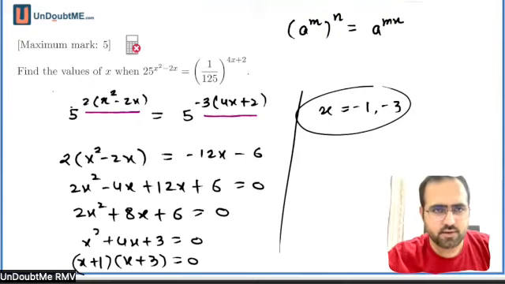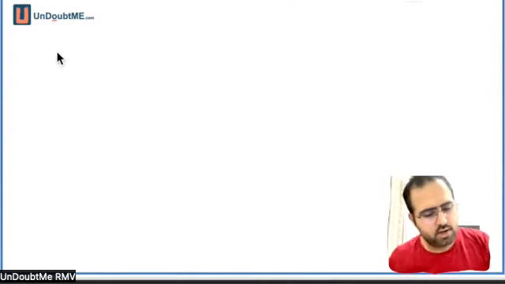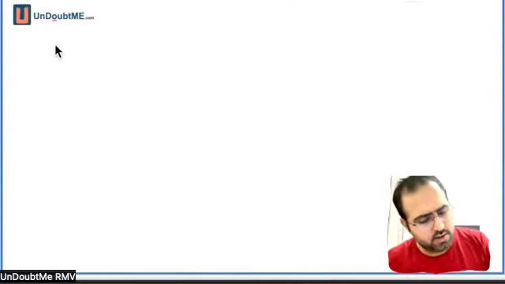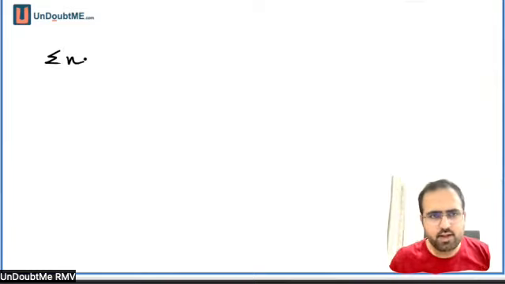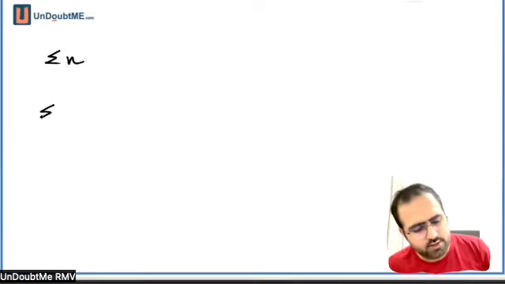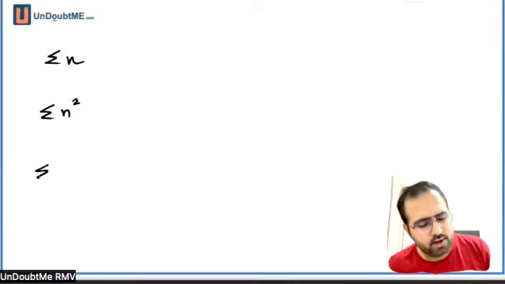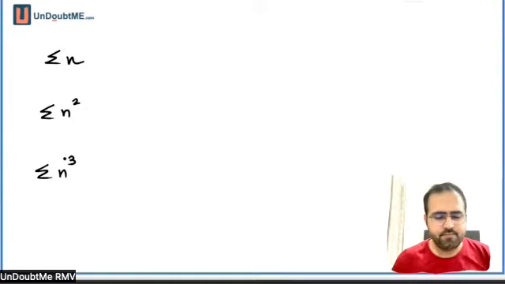Yes, Rathi. Quickly, what we should remember, you may also find in your formula booklet, but if you remember, that will be good. So the first one is sigma n. I'll explain everything that what is what. The other one is sigma n square, and the third one is sigma n cube.